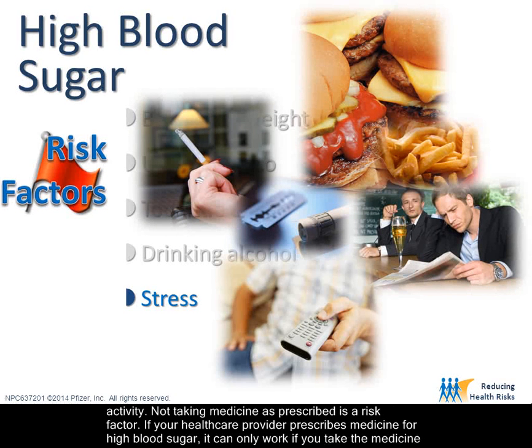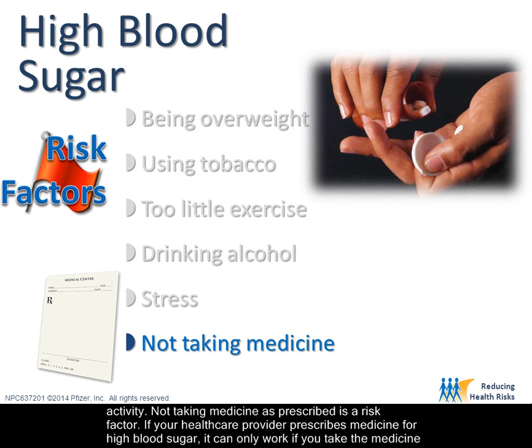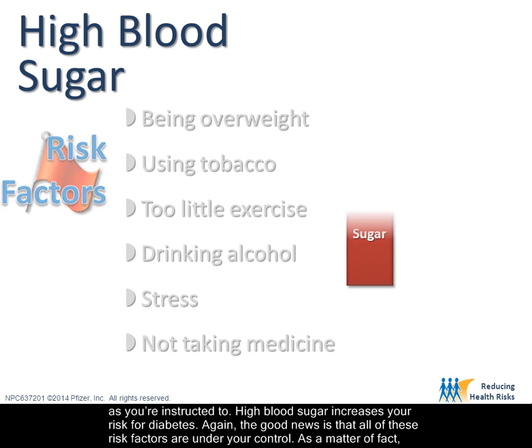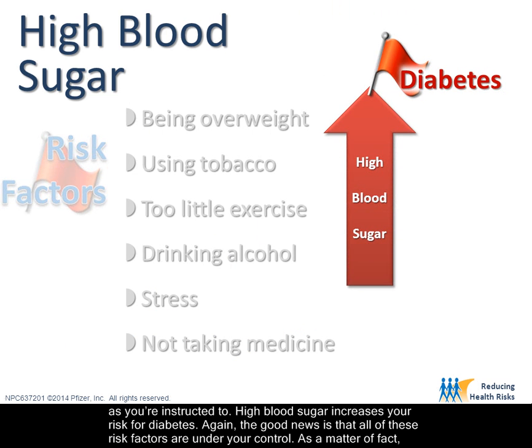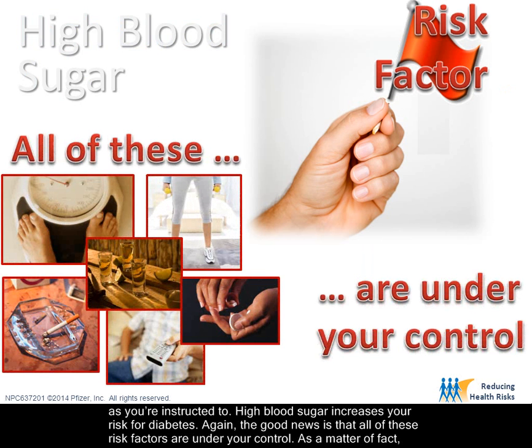Stress may be a risk factor for diabetes if it causes overeating, use of tobacco, drugs, or alcohol, or avoiding physical activity. Not taking medicine as prescribed is a risk factor. If your healthcare provider prescribes medicine for high blood sugar, it can only work if you take the medicine as you're instructed to. High blood sugar increases your risk for diabetes. Again, the good news is that all of these risk factors are under your control.